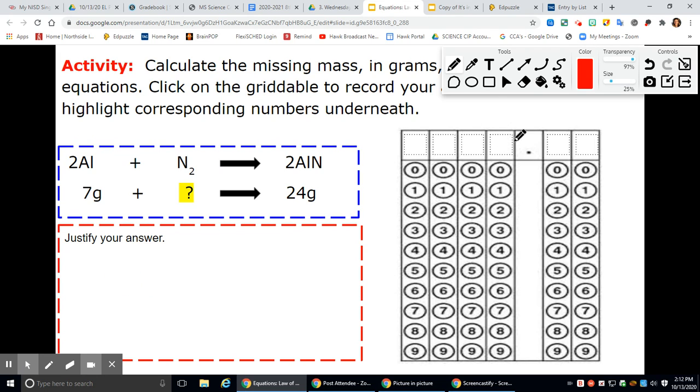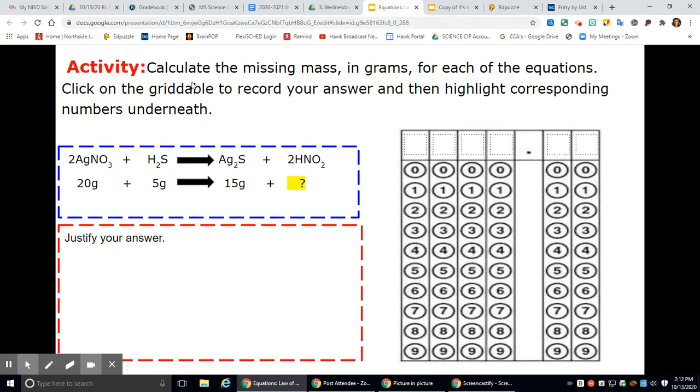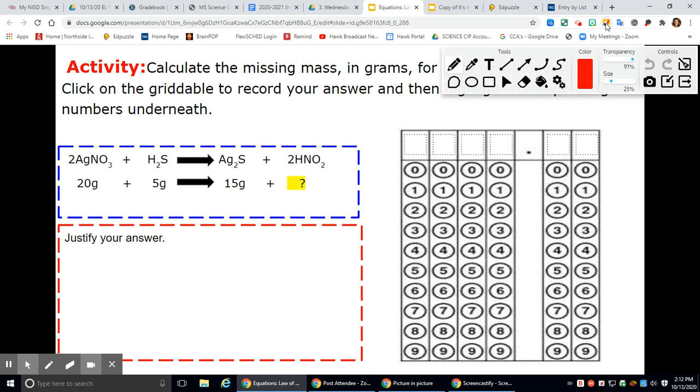So we can go over here and use our griddable. We can put 14 in like this, fill in our zeros. So in our ones place, you're going to highlight these corresponding numbers in your griddable. Make sure that your circles are fully covered. Okay, that's calculating the missing mass in grams for this equation.